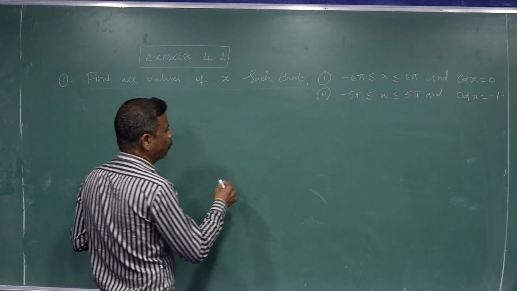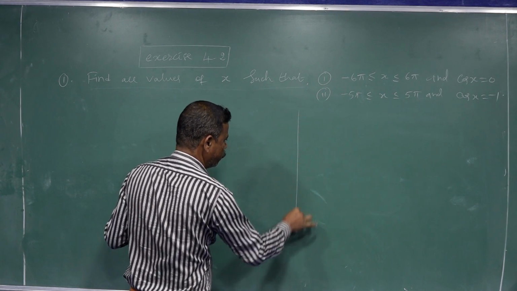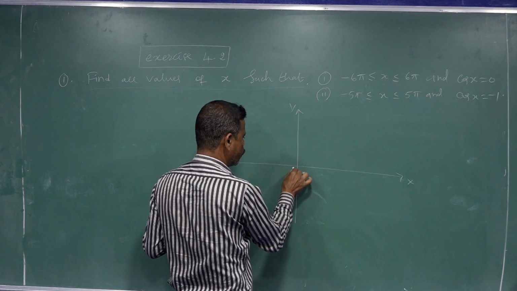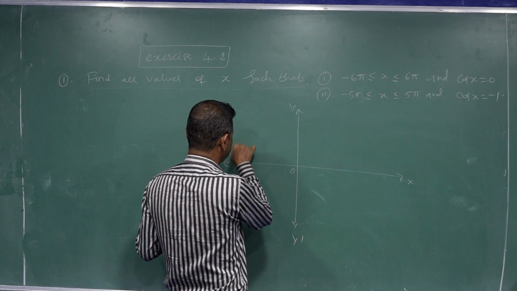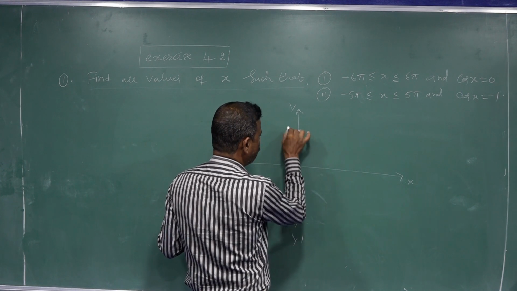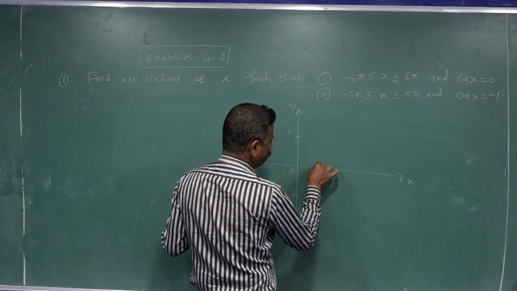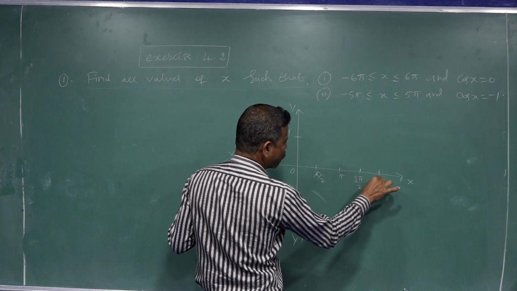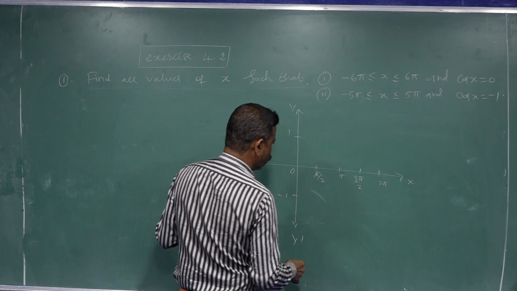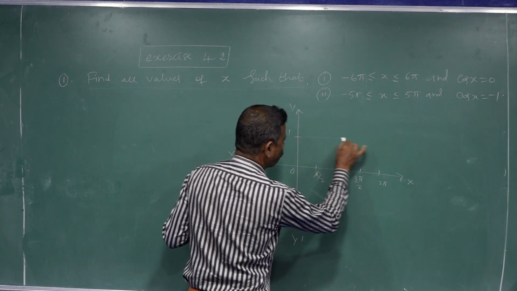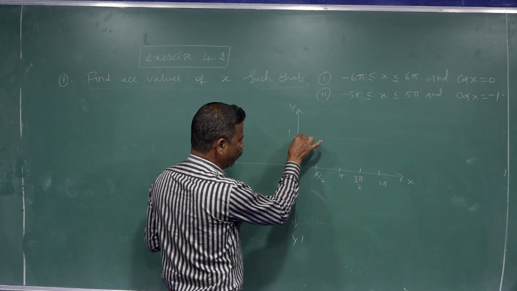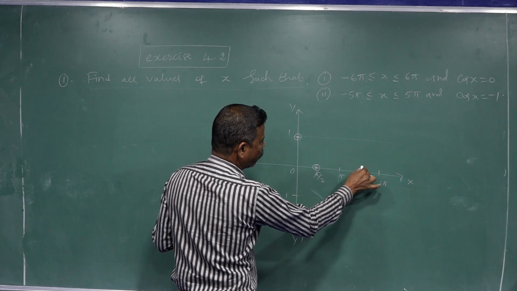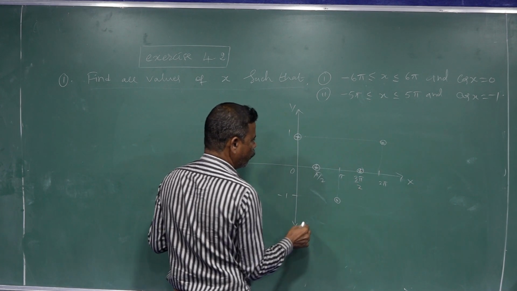Here we know the graph. x-axis, y-axis, origin, y dash, x dash. Maximum and minimum values are plus 1, minus 1. So this is π/2, this is π, this is 3π/2, this is 2π. So the cos x graph ranges from minus 1 to plus 1. So cos 0 is 1, cos 90 is 0, cos 180 is minus 1, 270 is 0, 360 again 1. So we draw the graph.